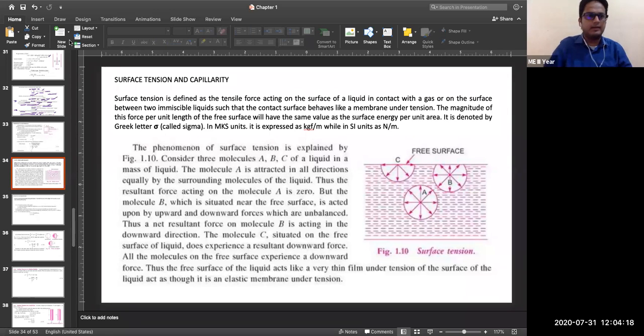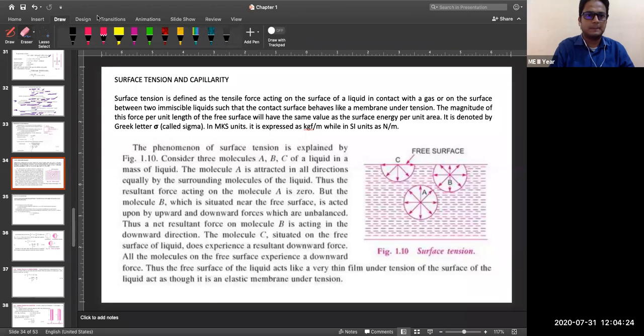In a single line, anyone? The definition is in front of you. So you have to define surface tension.